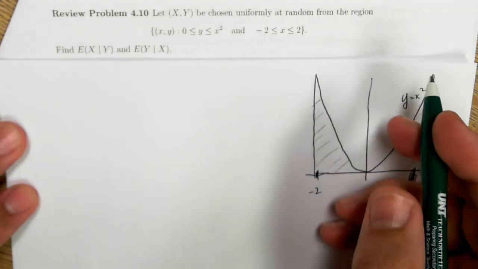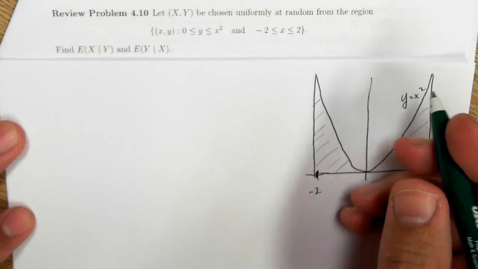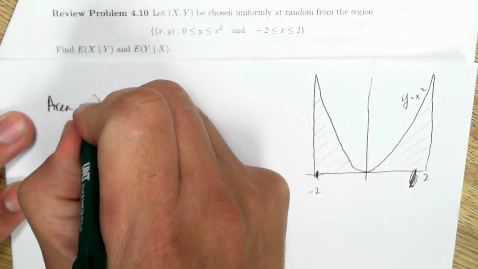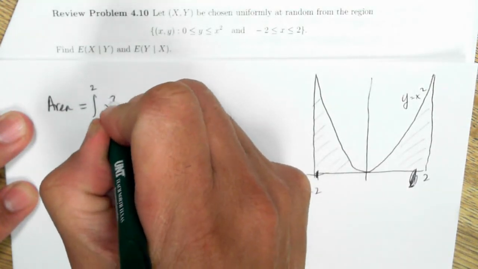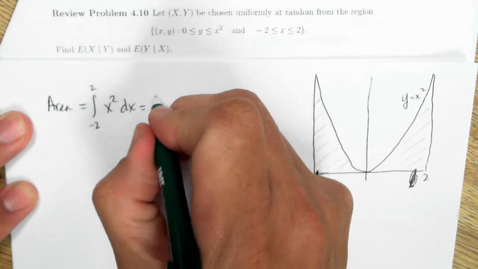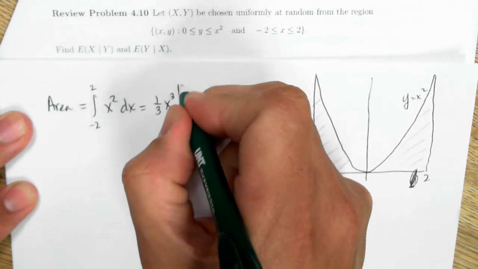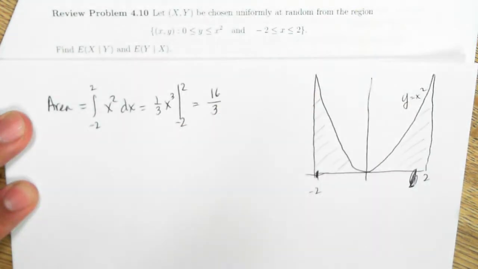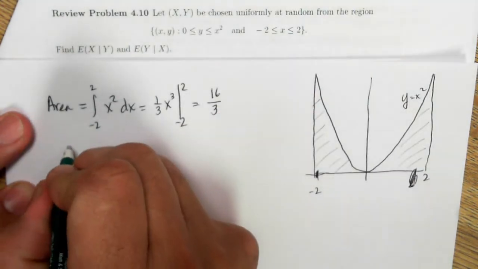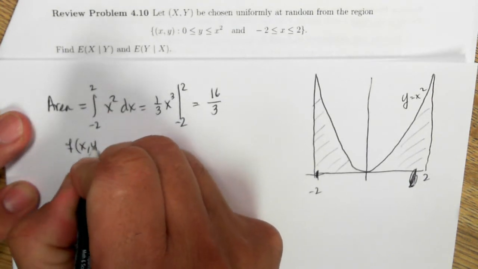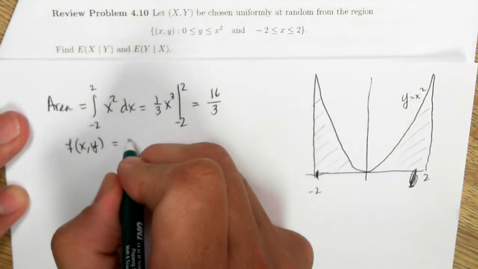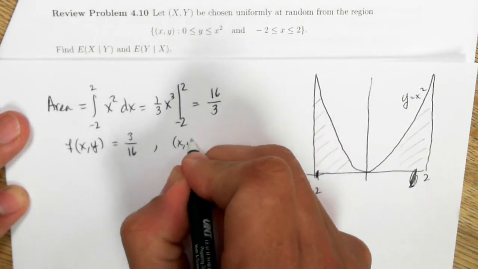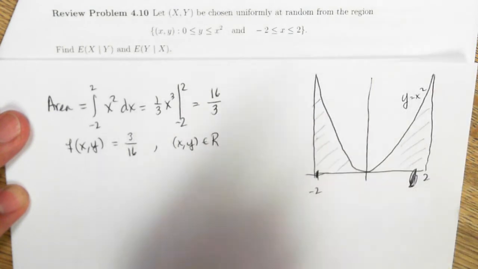All right, now it's uniformly distributed, so to find the PDF, we first find the area. The area under the curve is equal to the integral from -2 to 2 of x squared dx, which is 1/3 x cubed, evaluated from -2 to 2. Simply doing the arithmetic, we get that the area is equal to 16/3. Therefore, the joint PDF of x and y is the reciprocal of the area, which is 3/16, as long as the point (x, y) is inside of this region someplace.